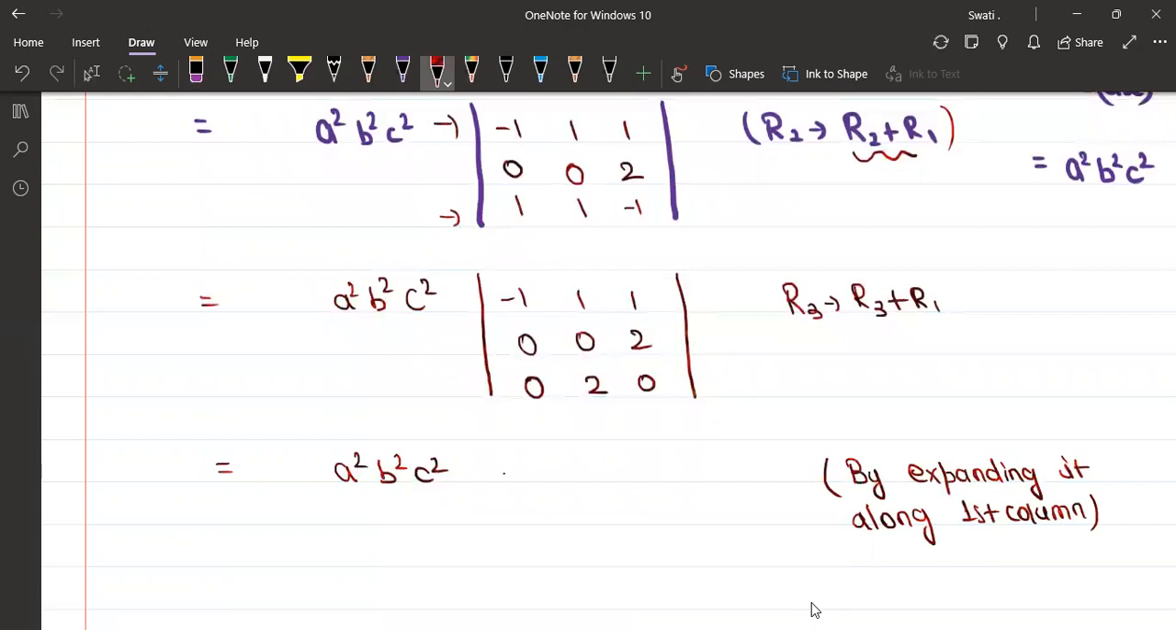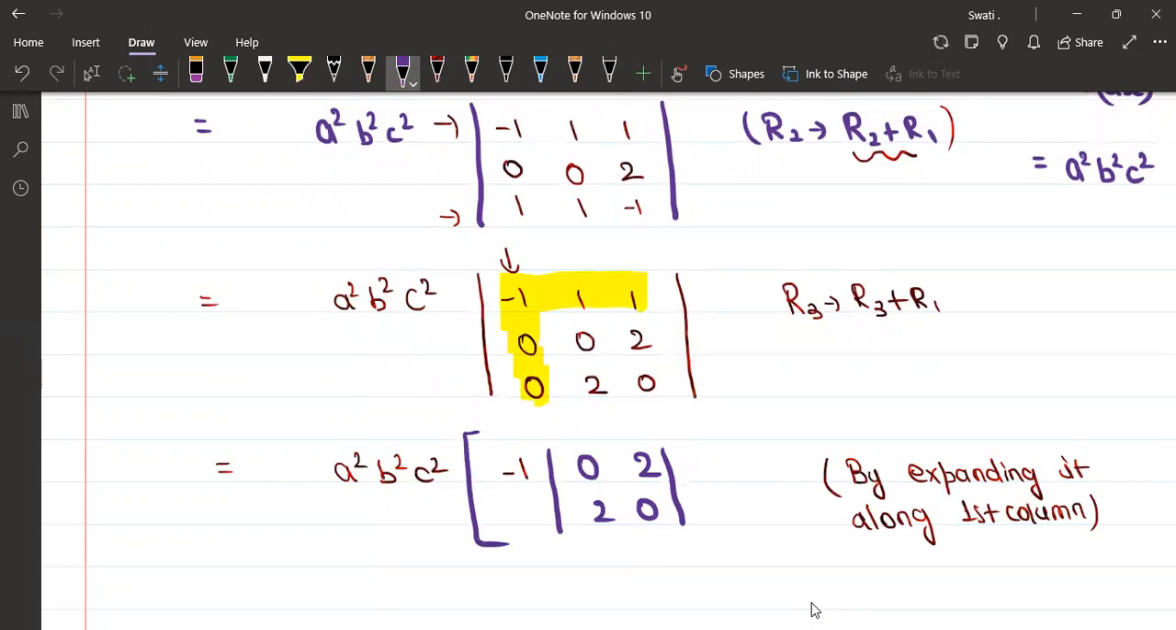There is a rule for this as well, and that is you have to take the first entry, which is minus 1, because you are expanding along the first column. So minus 1, and you have to leave this column and this row. You have to write down the remaining part inside the determinant. So 0, 2, 2, 0. Because this is another part, I'm writing it inside the bracket.